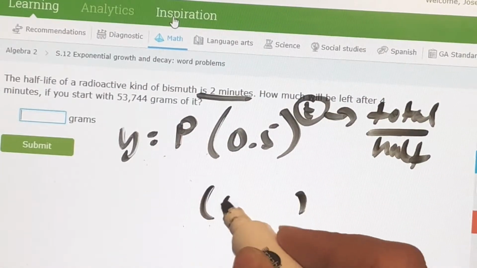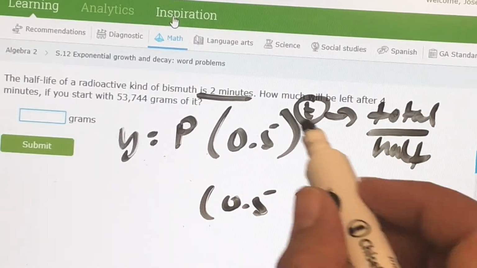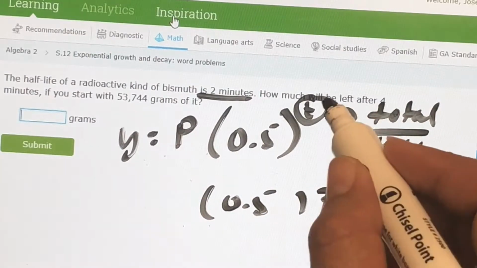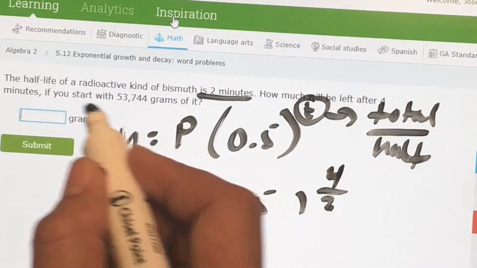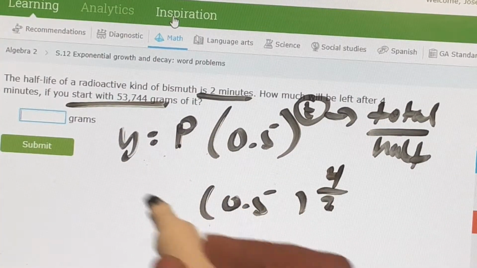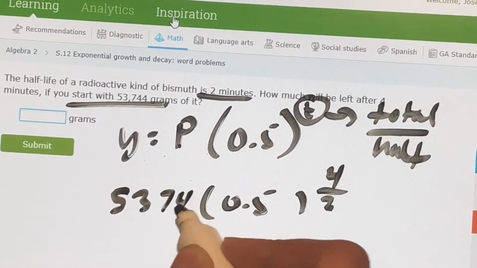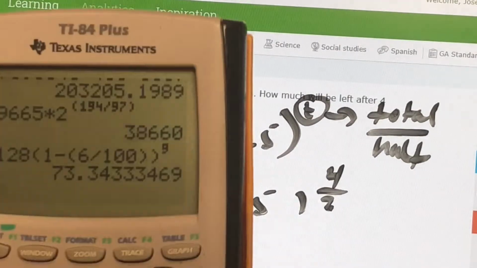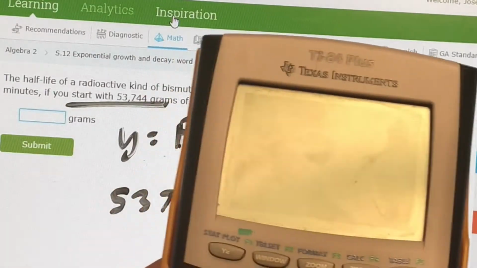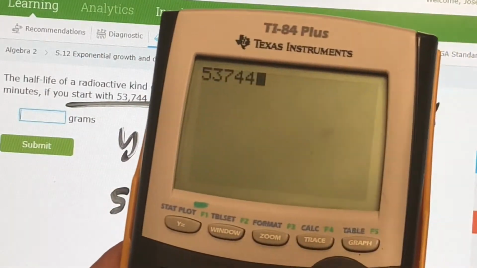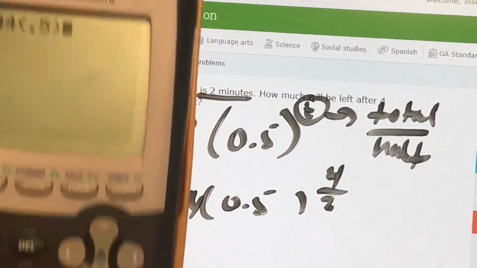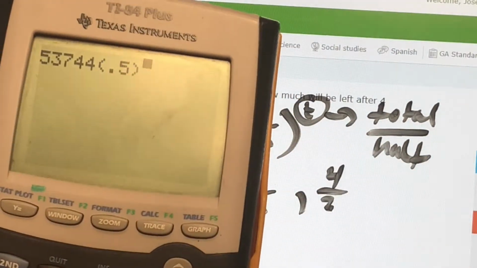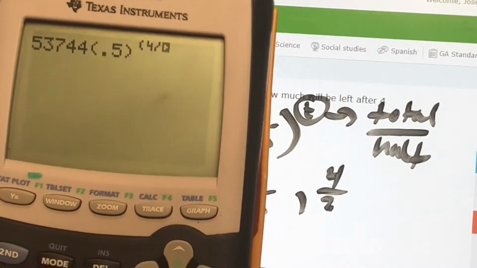So 0.5, t is my total over my half-life, and my half-life is 2. How much will be after 4 minutes? So that's my total, 4. If you start is my principal. What I'm starting with is 53744. Okay, once you have that, you just punch it into the calculator as you see it. So it's going to be 53744, open parentheses, 0.5, close parentheses, and then raised, so as an exponent, that's this one. And anytime you have a fraction, you always do it what? Put it in parentheses, so 4 divided by 2.